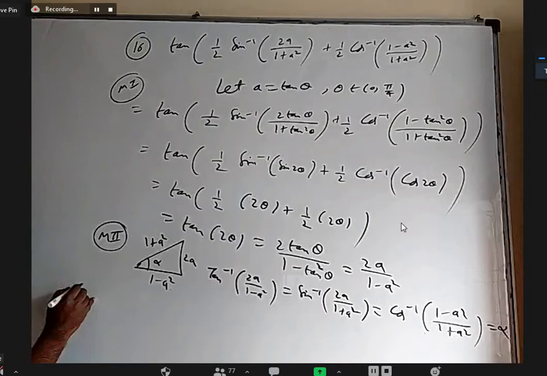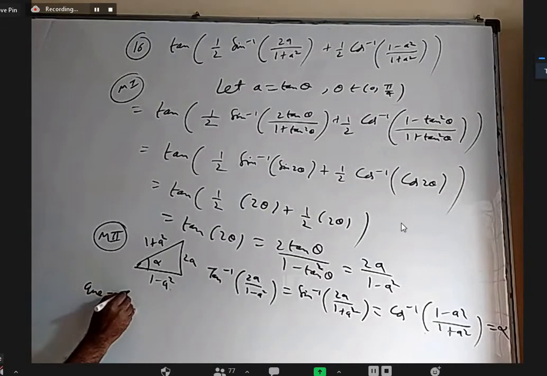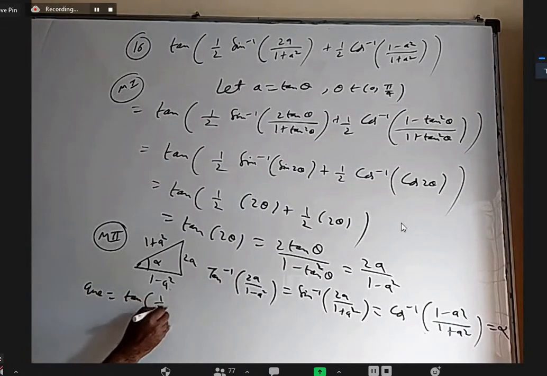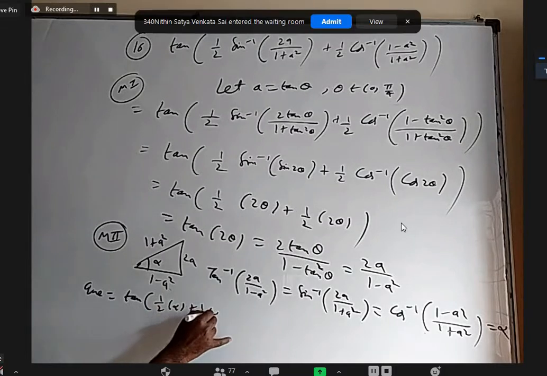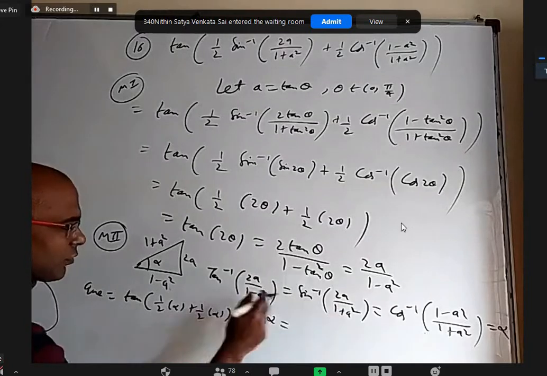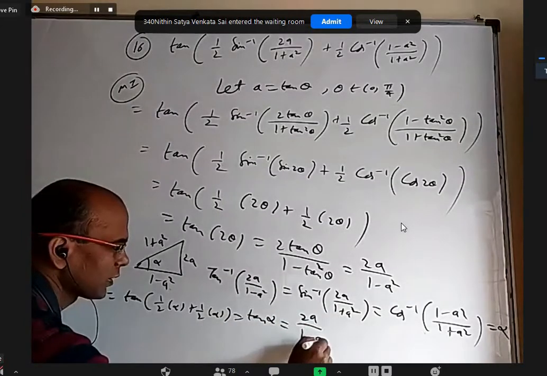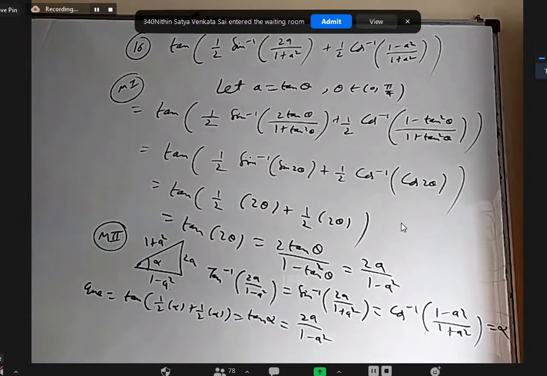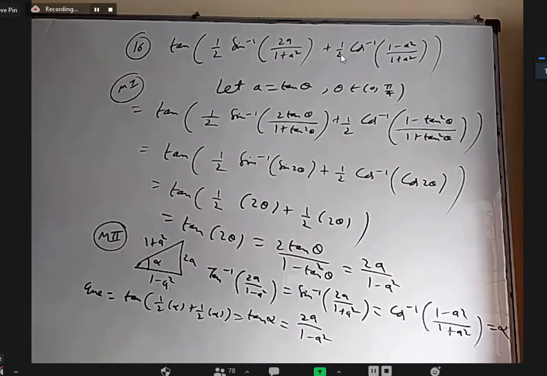So when you write that question directly, this is equal to tan of half of alpha plus half of the same alpha, which is tan alpha. And from here, tan alpha is 2a by 1 minus a square. We know one inverse can be converted into another inverse. So we can convert sin inverse also into tan inverse, cos inverse also into tan inverse.